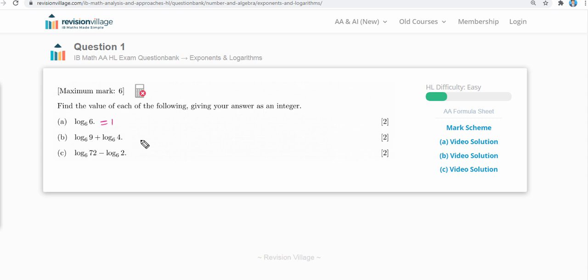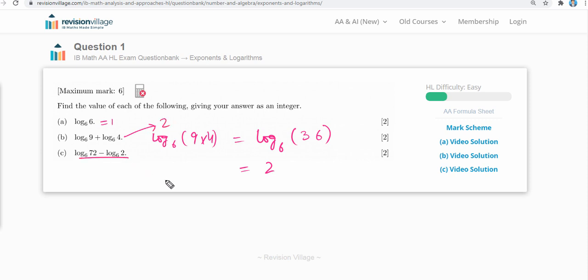Now let's see this one. It says log 6 of 9 plus log 6 of 4. We'll apply the rule where the logs are being added, so we can write them as a single log. That would be equal to log 6 of 9 times 4, which is log 6 of 36. Now 6 to the power of how much is 36? 6 squared is 36, so 6 times 6 is 36. Our answer is 2, because 6 to the power of 2 is 36. So the answer for this one will be 2. Now let's see this one.